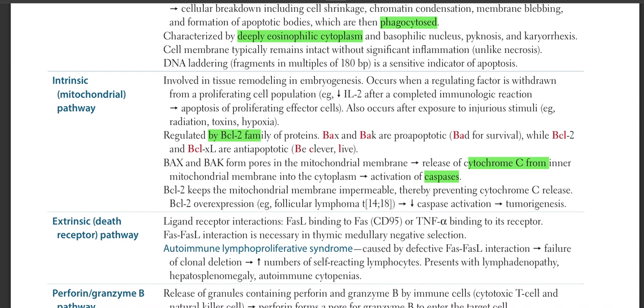Okay. So once again, pycnosis is condensation, karyorrhexis is fragmentation, and then karyolysis is resorption or dissolution.